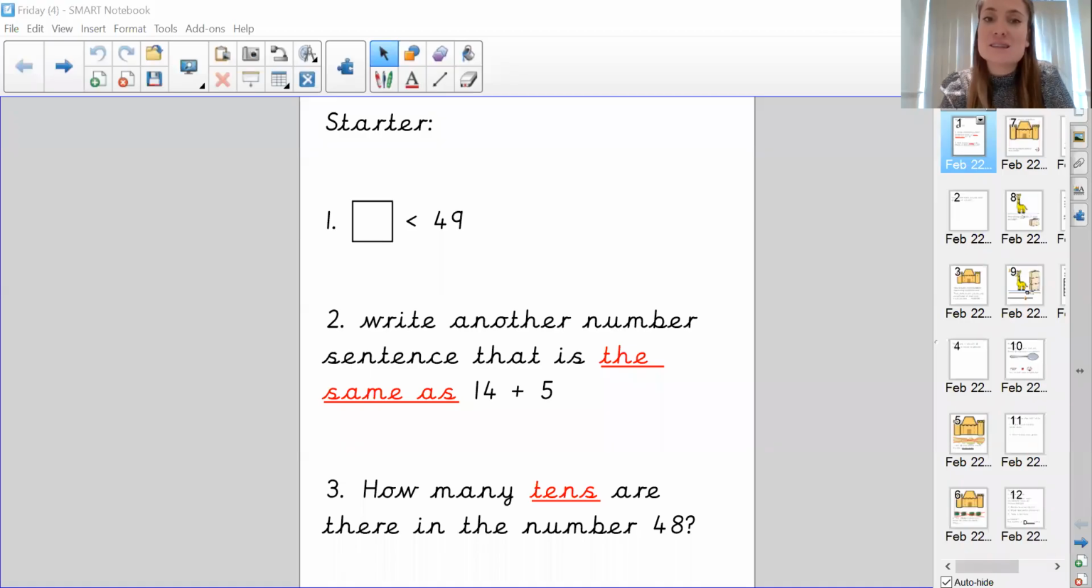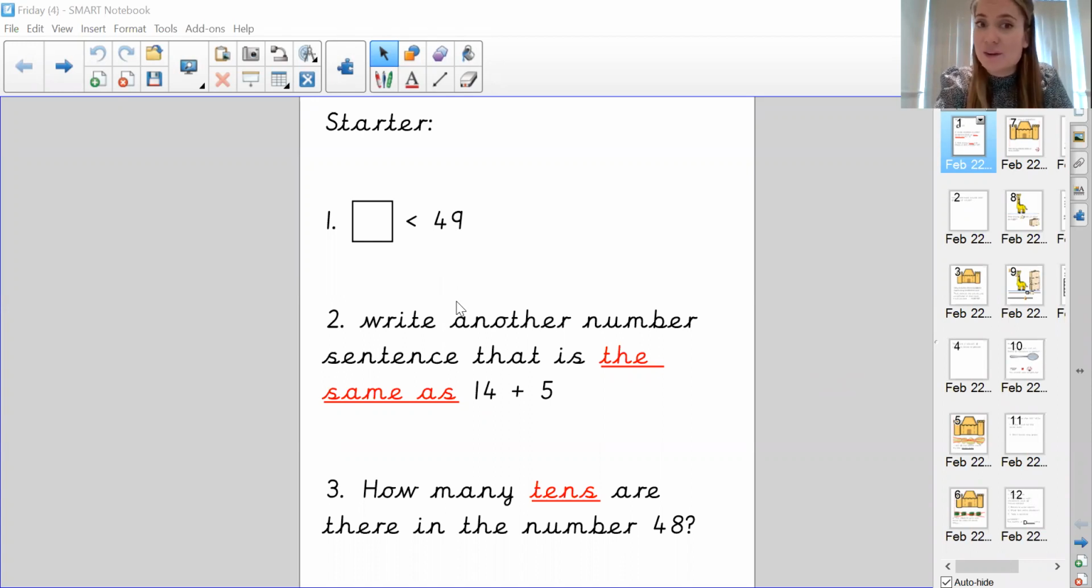So let's have a look at what we're going to be doing today. So we've got our starter here. Our first number says something is more than 49. So I want you to have a think about what that symbol means, and where it's pointing to, so where the large end of the symbol is pointing to, and think about which number you could put there.